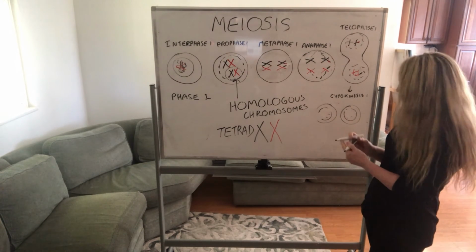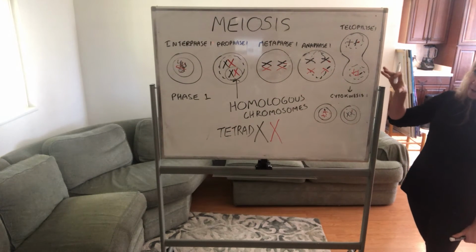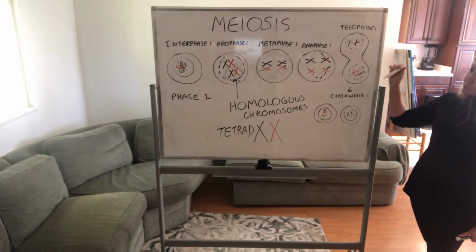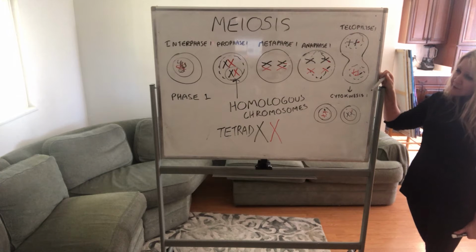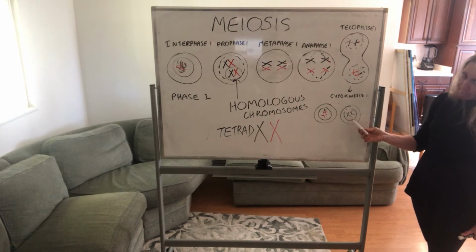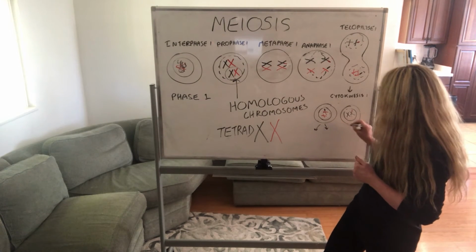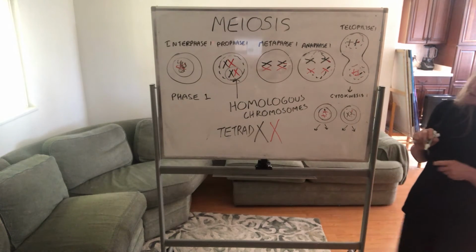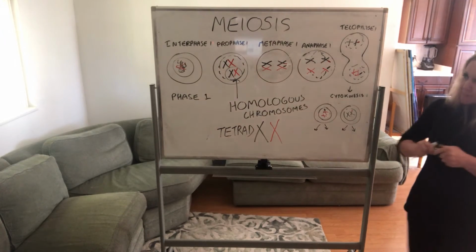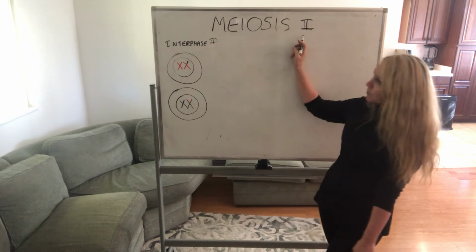Cytokinesis, then, is the splitting of the cytoplasm. So, this is the first half of meiosis, which is made of these phases: interphase 1, prophase 1, metaphase 1, anaphase 1, telophase 1, cytokinesis 1. The next thing that's going to happen is each of these cells are going to divide. So this one's going to divide into 2, and this one's going to divide into 2. And the second half of meiosis is really the same as mitosis. Meiosis 2, we just use Roman numerals.